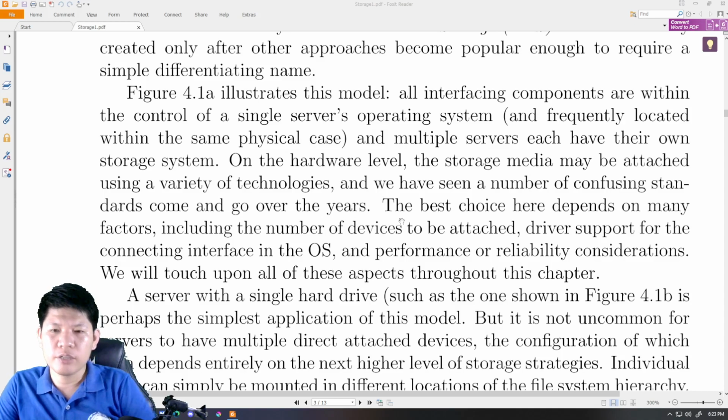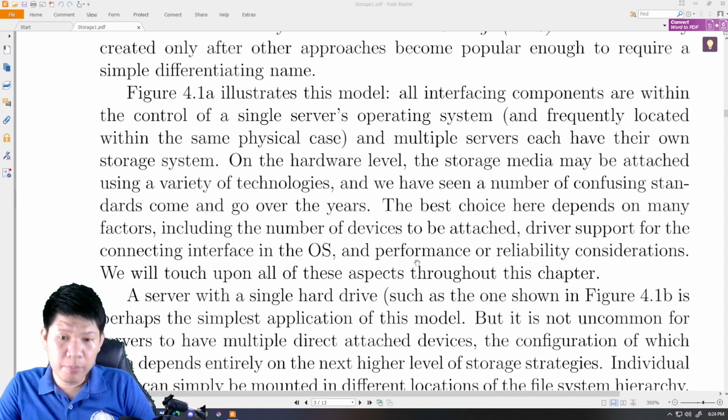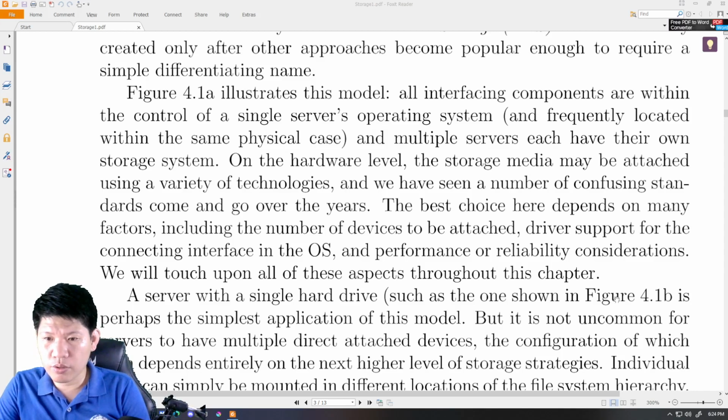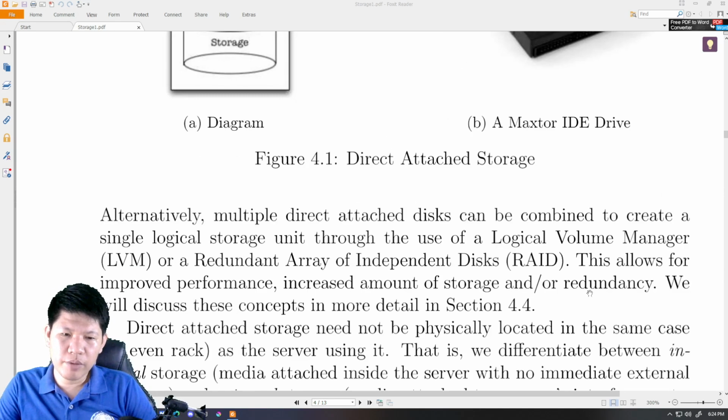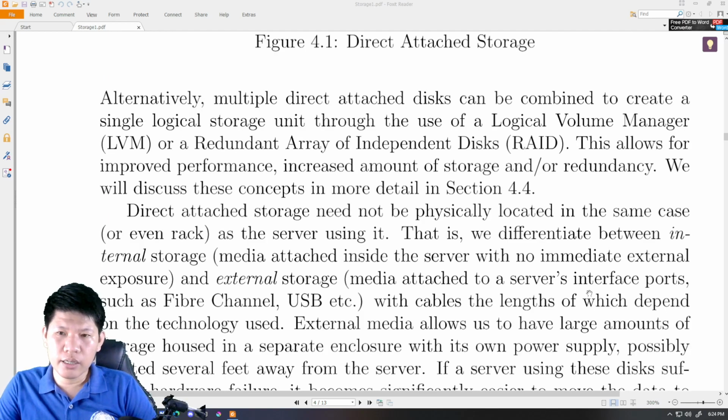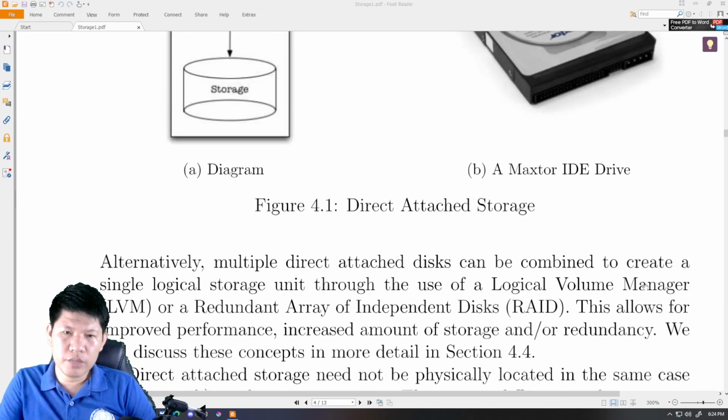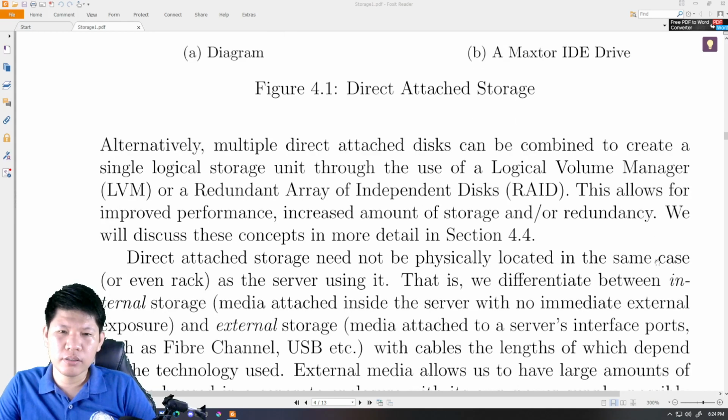Over the years, the best choice here depends only on certain factors, including the number of devices to be attached, driver support for the connecting devices in the operating system, and the performance or reliability in terms of consideration. So what we have here, based from this diagram, is multiple direct attached disks can be combined to create a single logical volume.